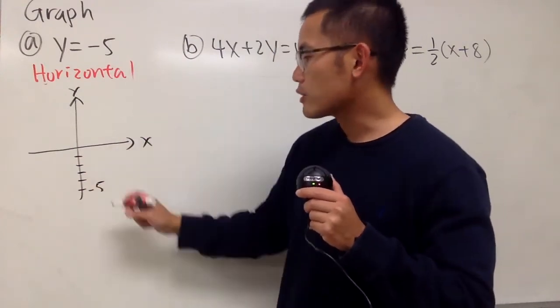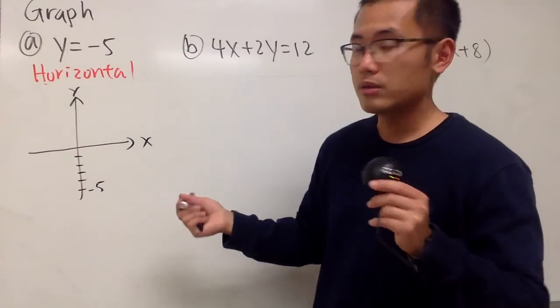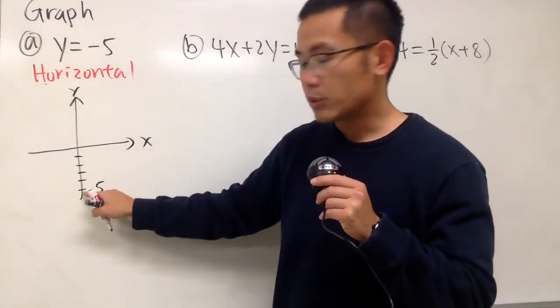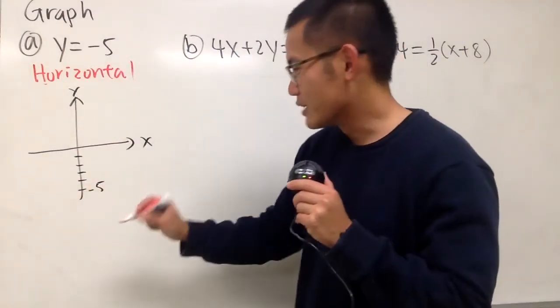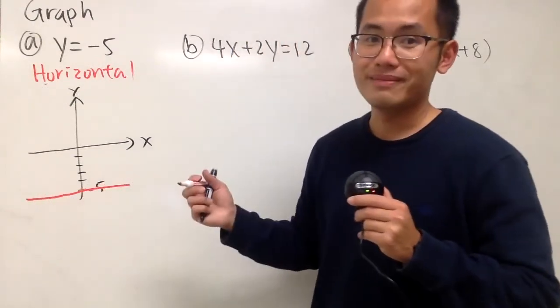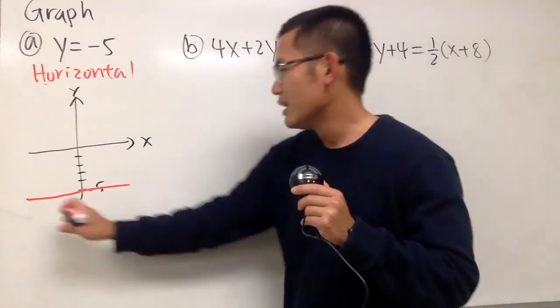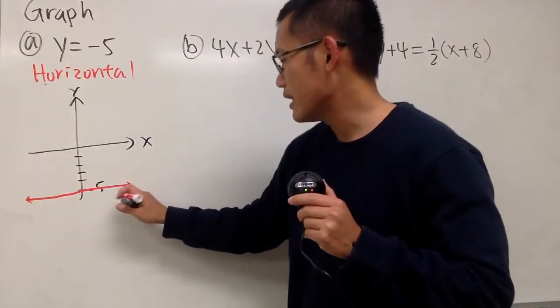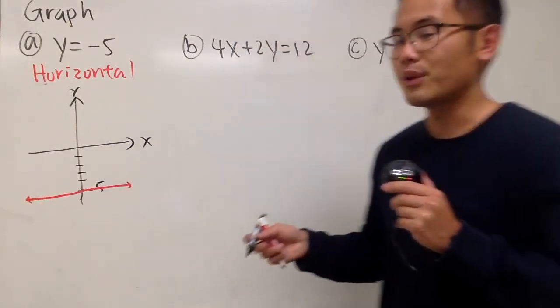And then it's horizontal. How do I remember it's horizontal? Y-axis, the little line right here is horizontal, right? So you can just go ahead and just draw the horizontal line like this, and you are done, right? So that's the horizontal line, that's it. And you can also include the arrows at the end. Doesn't really matter. This is enough already.